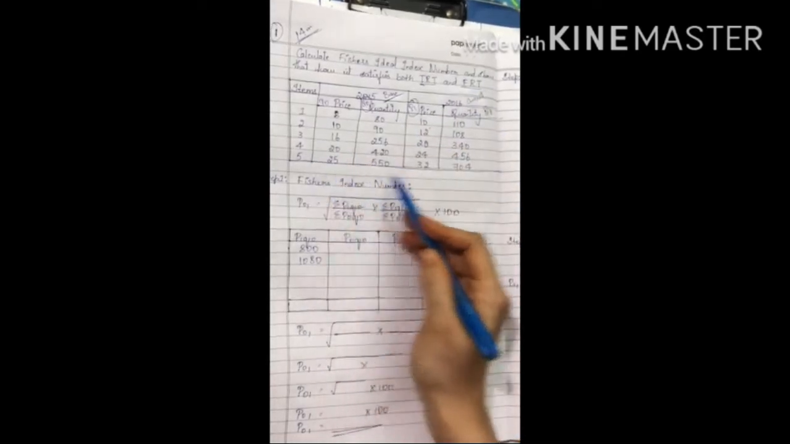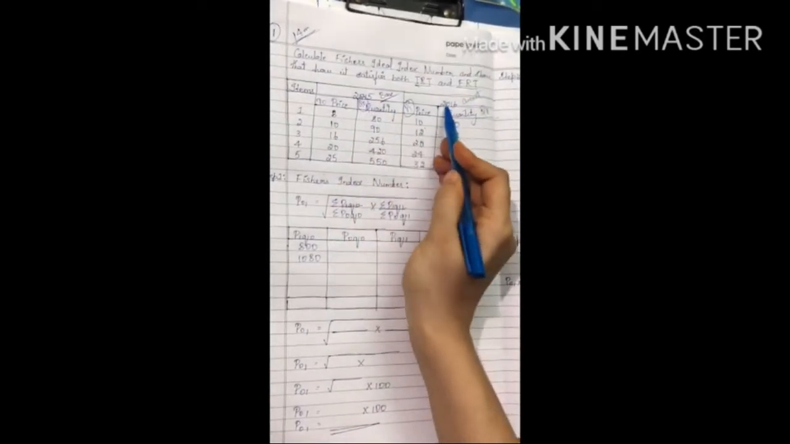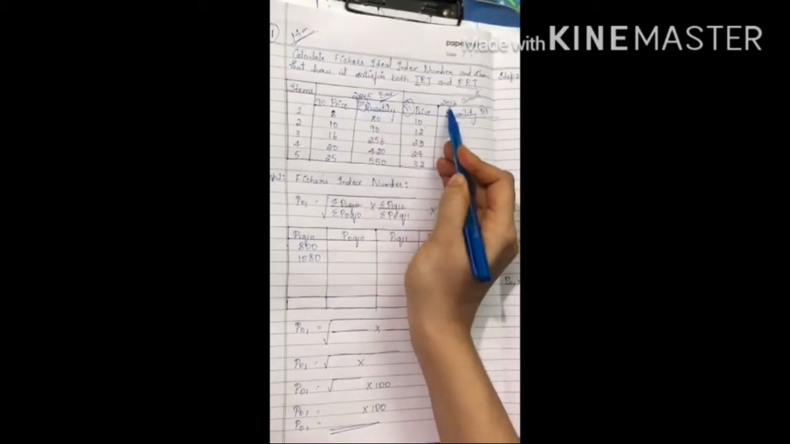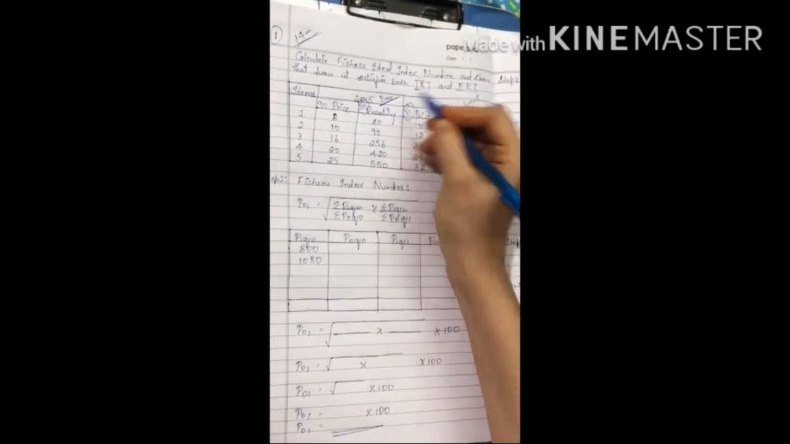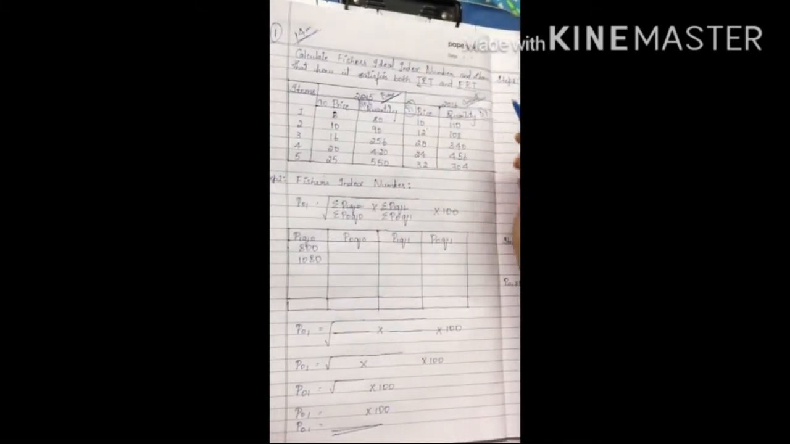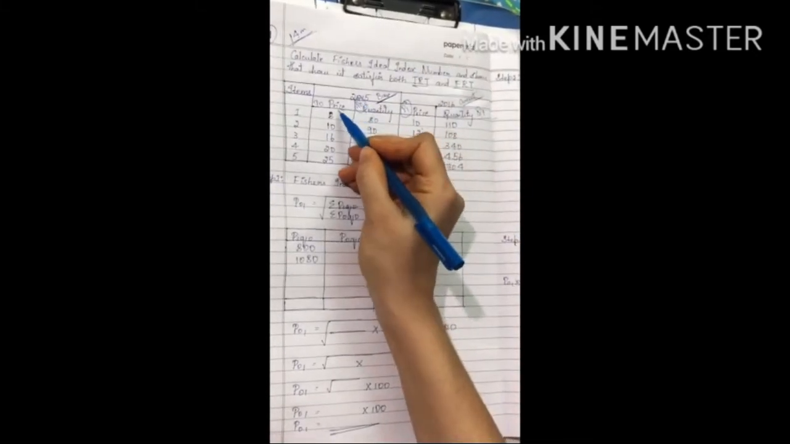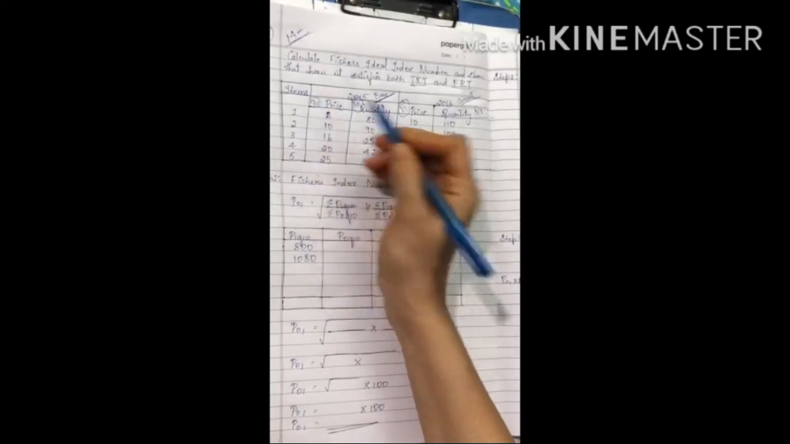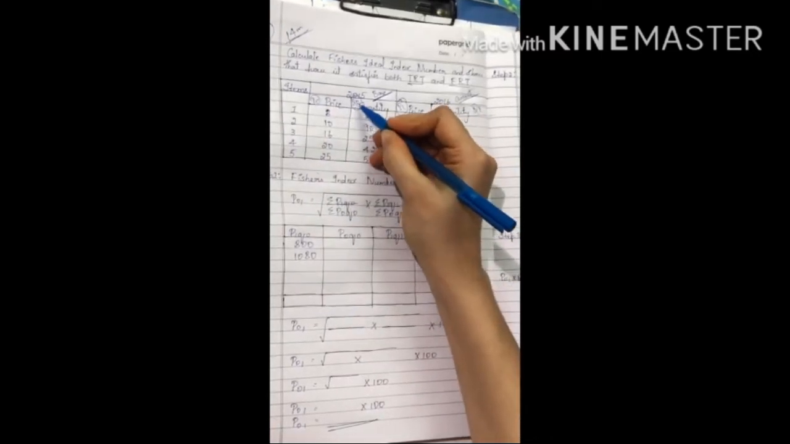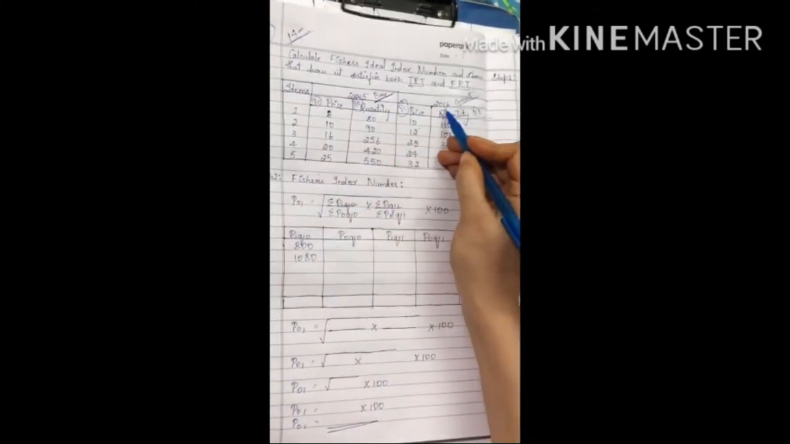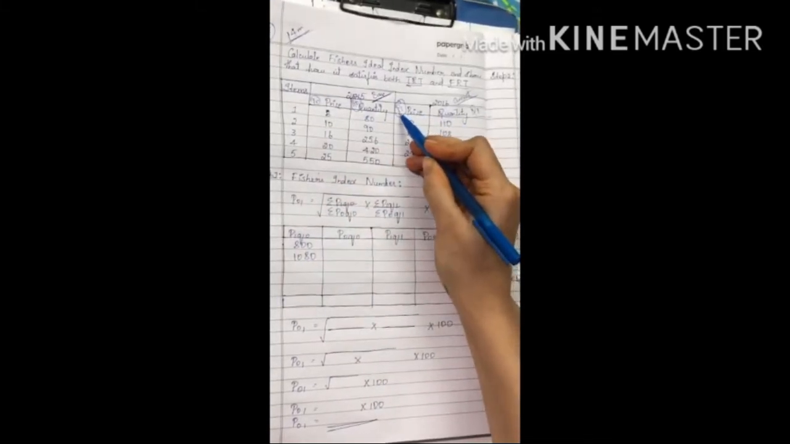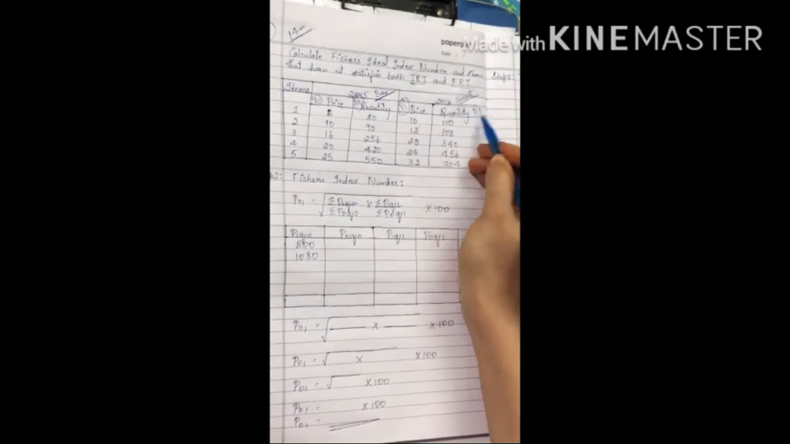They've given you the data of 2 years, 2015 and 2016. With these 2 years, 2015 becomes the base year and 2016 becomes the current year. Under 2015, the price is P0 and the quantity is Q0. Under 2016, the price is P1 and the quantity is Q1.